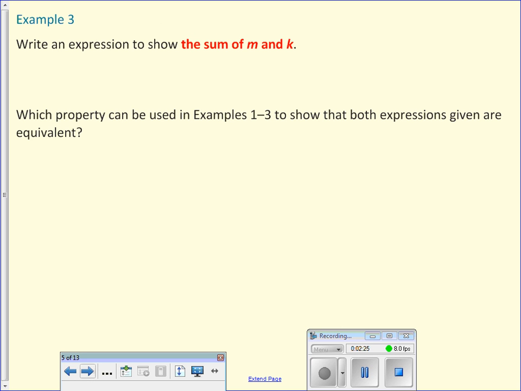Write an expression to show the sum of m and k. What operation would sum be for? What is it? Addition. So we have m plus k, or we could do k plus m.